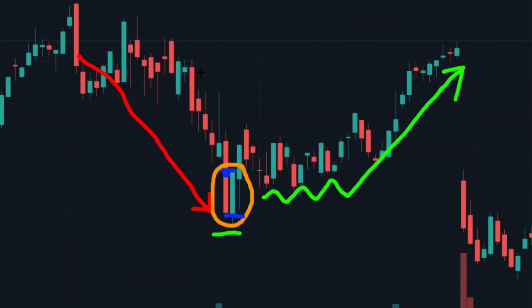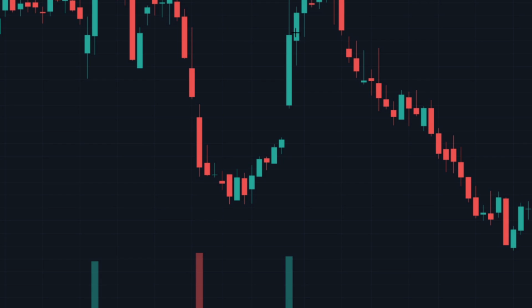Alright, we're going to take a look at one more example. In this one, we're taking a look at Exxon, a US stock. And can you try to spot the piercing pattern here? Well, we had a decline. At the bottom of this decline right here, a piercing pattern appeared, right?